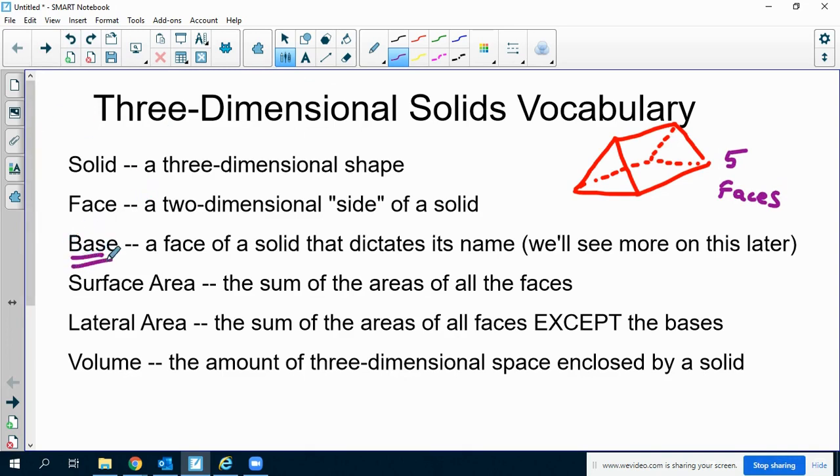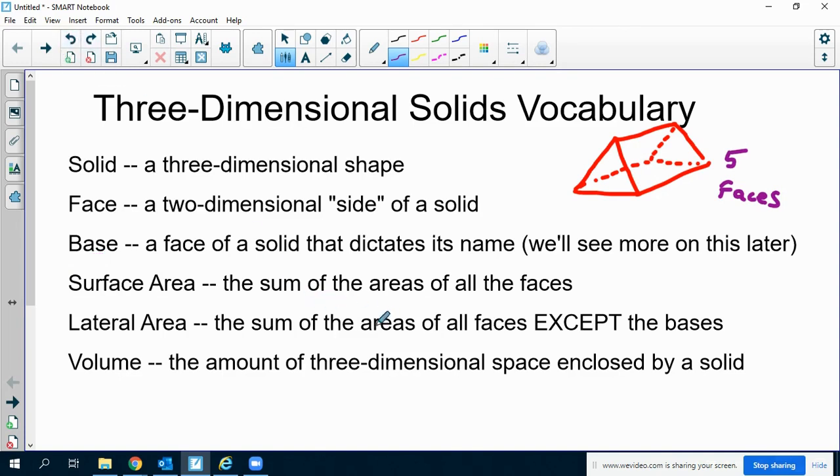A base is any face of a solid that will dictate its name. And I know that's a really vague definition, but we're going to spend a lot more time on this later in the video. Surface area is the sum of all the areas of the faces. So we would take the area of the triangle plus the area of the other triangle plus the area of the 3 rectangles. So the one on the right side, the one on the left side, and the one on the bottom. We'd add all those areas together, and that would be called the surface area.